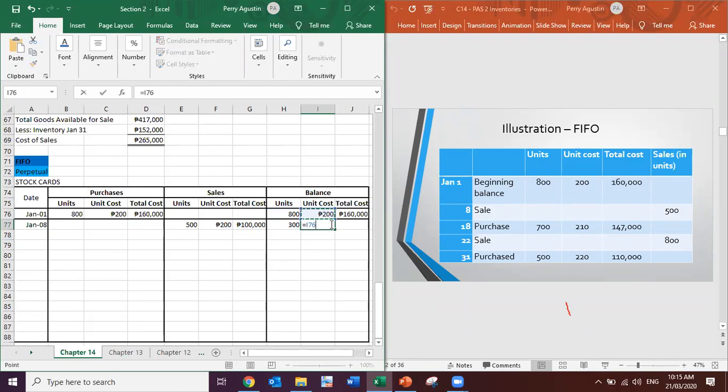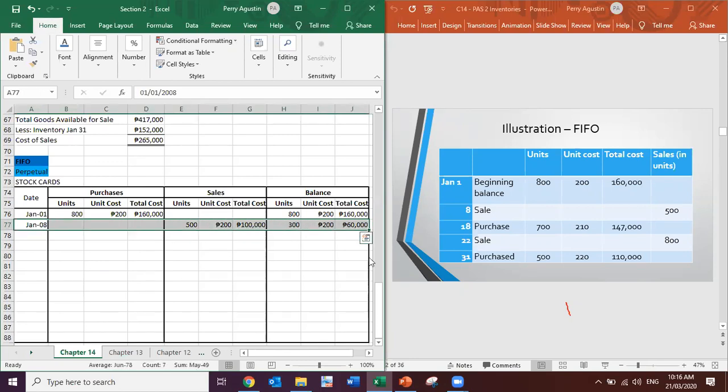There you go, 200. And how do we get our total cost? Yeah, we just simply multiply the two. 300 times 200. Did everyone get it? Raise your hands. There you go. Pretty easy, right?